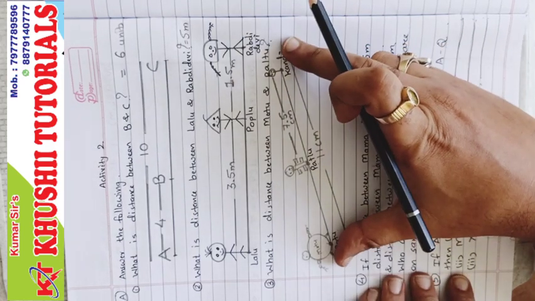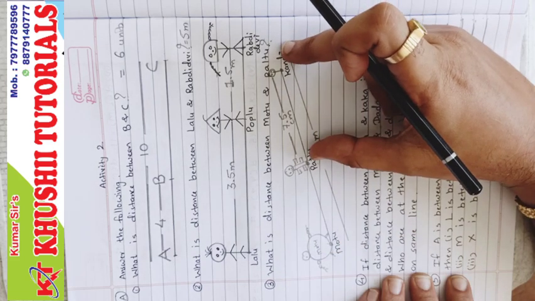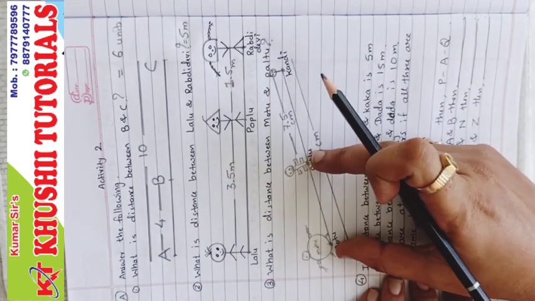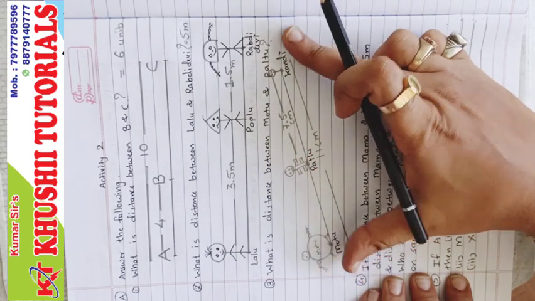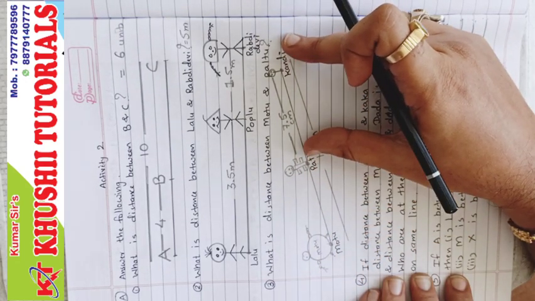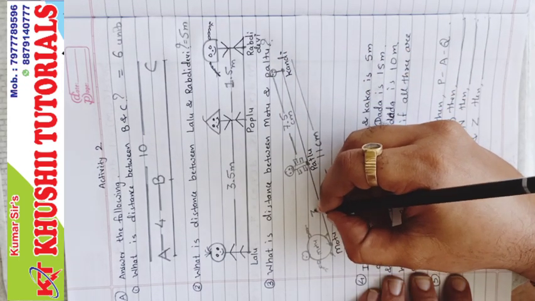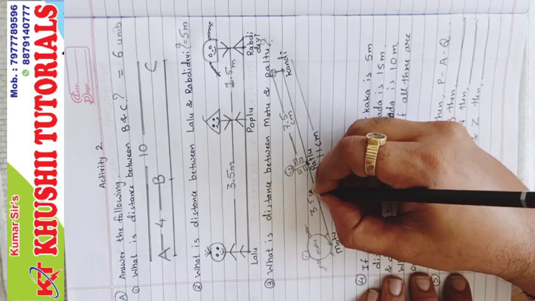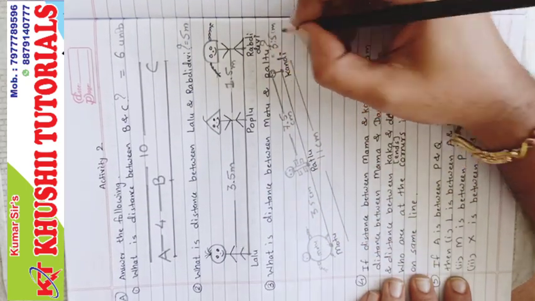So the distance between Motu and Kandi is 11, and between Patlu and Kandi is 7.5. So what will be Motu and Patlu? 11 minus 7.5, and 11 minus 7.5 is 3.5. So 3.5 will be the answer, centimeter. So here the answer is 3.5 centimeter.